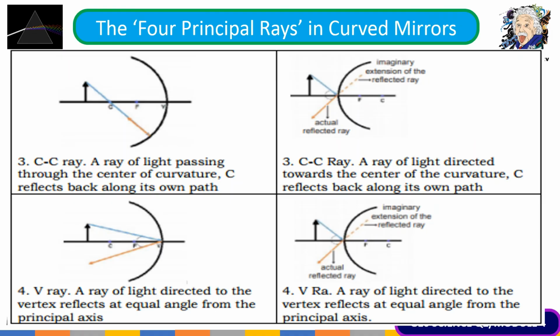The third type of ray is known as the CC ray. So, ito naman yung ikatlo mong gagawin na ray diagram wherein it is a ray of light passing through the center of curvature and reflects back to its own path. And the last one, the V ray, this is now a ray of light from the object to the vertex which reflects at equal angle from the principal axis.